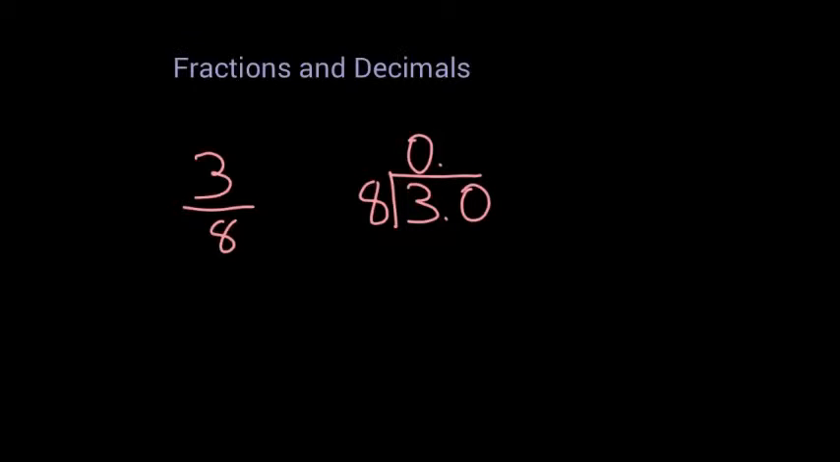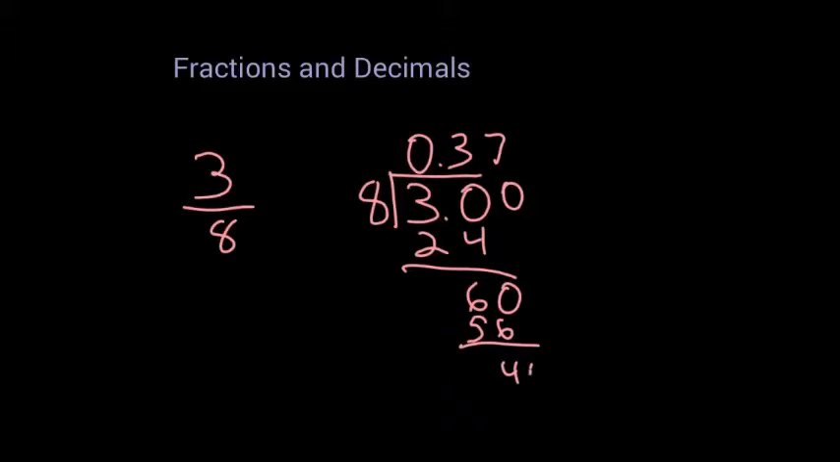So 8 will go into 30 3 times, which is 24. Subtract, I get 6, add another 0. 8 will go into 60 7 times, which is 56. Subtract, I get a 4, add another 0. 8 will go into 40 5 times, which is 40, and I'm finished. So my 3/8 would equal 375 thousandths.